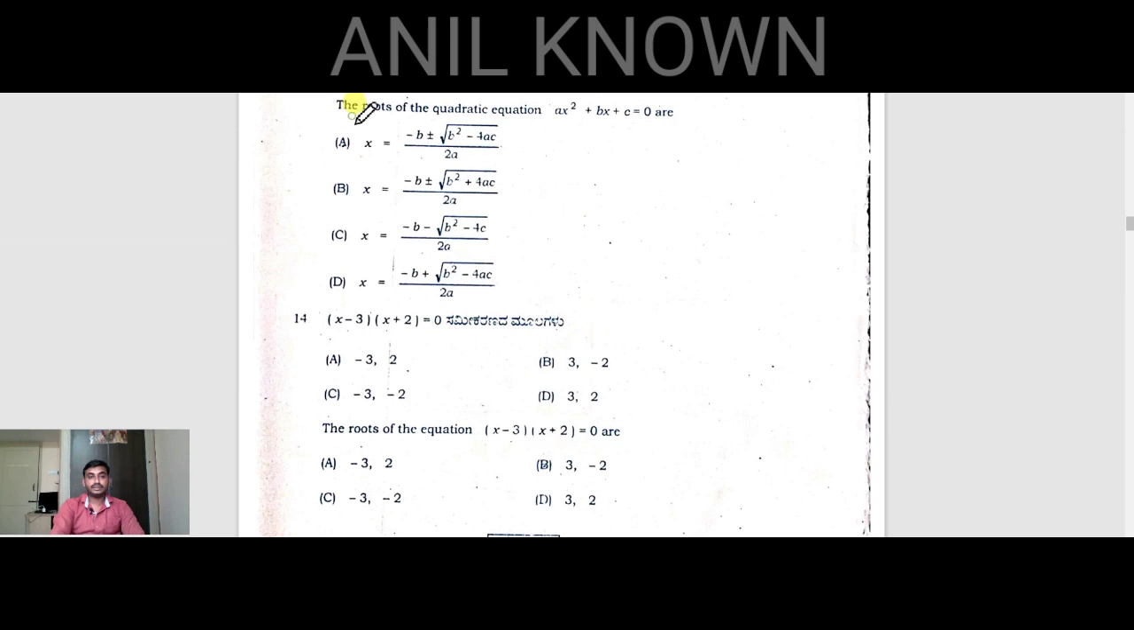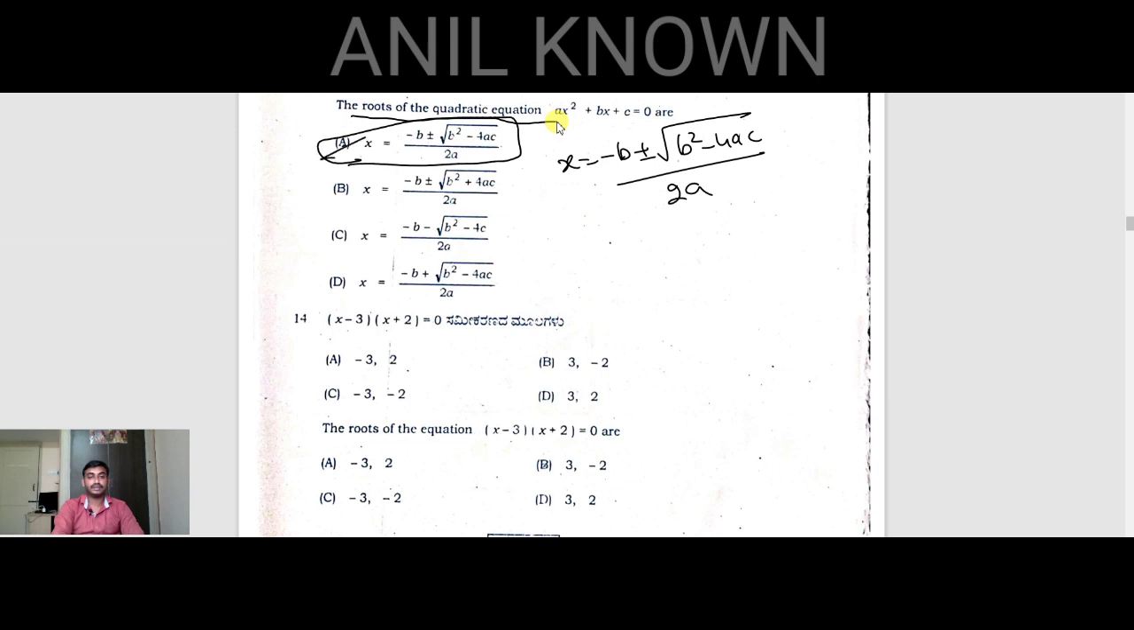The next question: the roots of a quadratic equation ax square plus bx plus c is equal to 0 are. So you have to write Sridhara's formula: x is equal to minus b plus or minus square root of b square minus 4ac divided by 2a. So the option is minus b plus or minus square root of b square minus 4ac divided by 2a, that is option A is the correct answer.